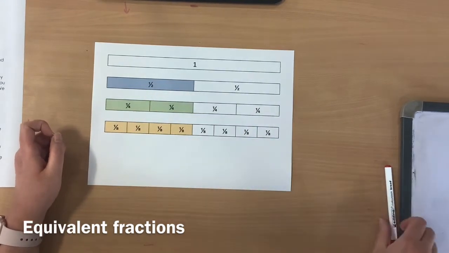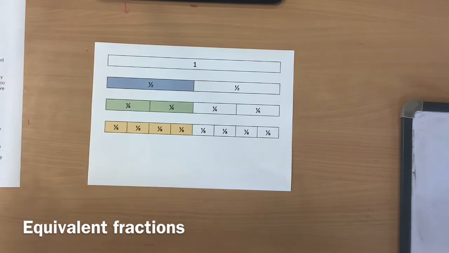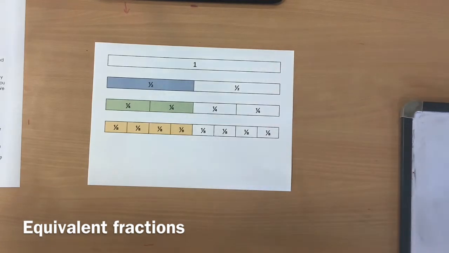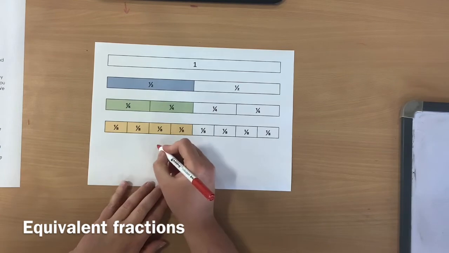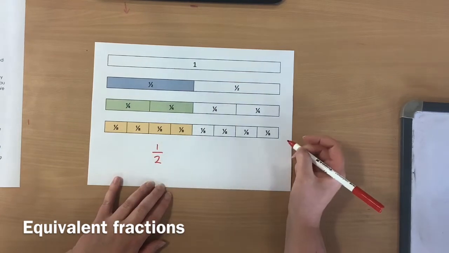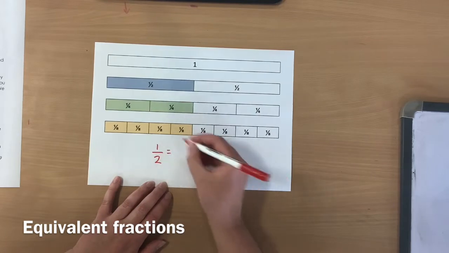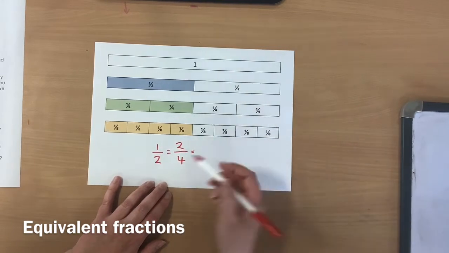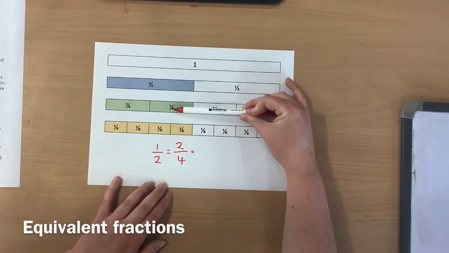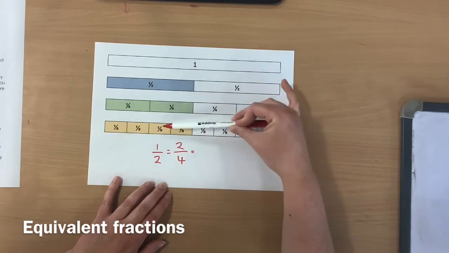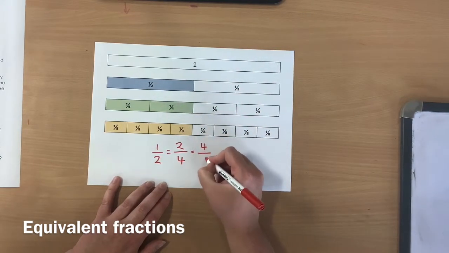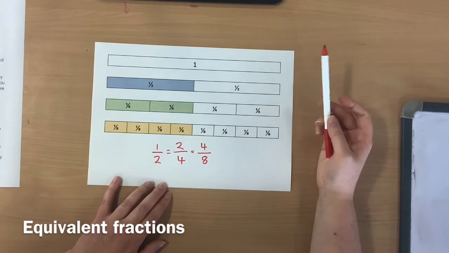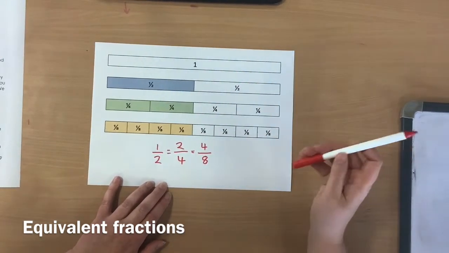We need to have a look at this and think about what you notice about the fractions, when in this example all of the wholes are the same size. I can notice that a half is the same as, or equivalent to, 2/4. And also 2/4 is the same as, or equivalent to, 4/8. So these are examples of equivalent fractions. They are all the same size. This works when the whole is the same size as well.